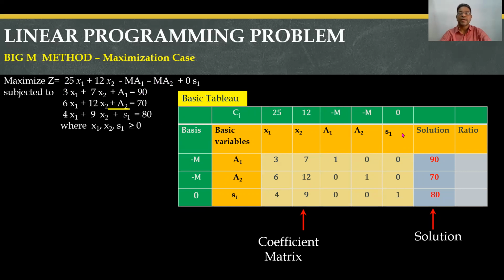So you have to be careful while writing this. Here you will write 1 because here it is 1a1. This coefficient matrix or identity matrix comes from the constraints, whereas the Cj column or the basis values come from the objective function.